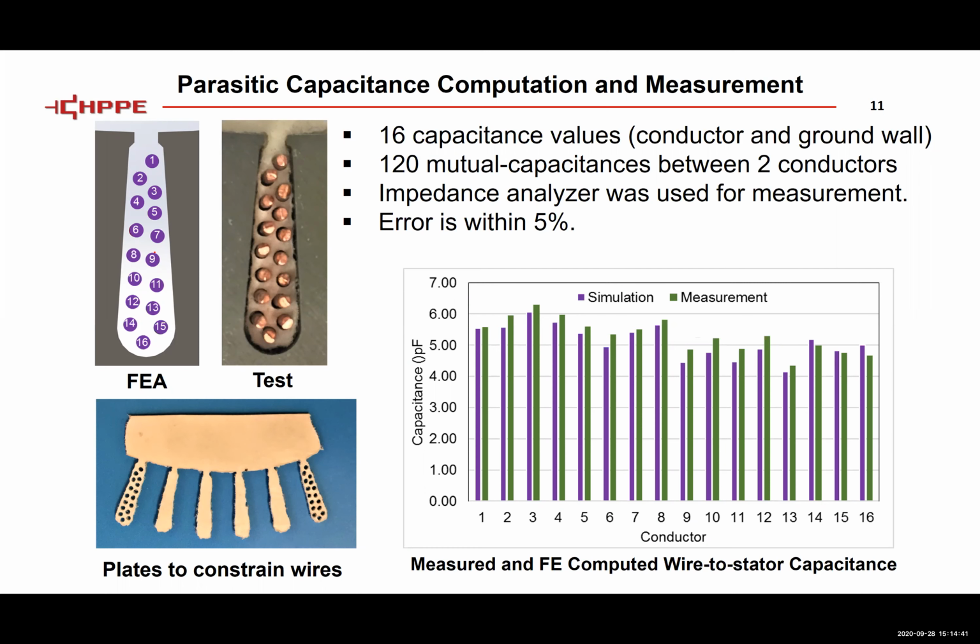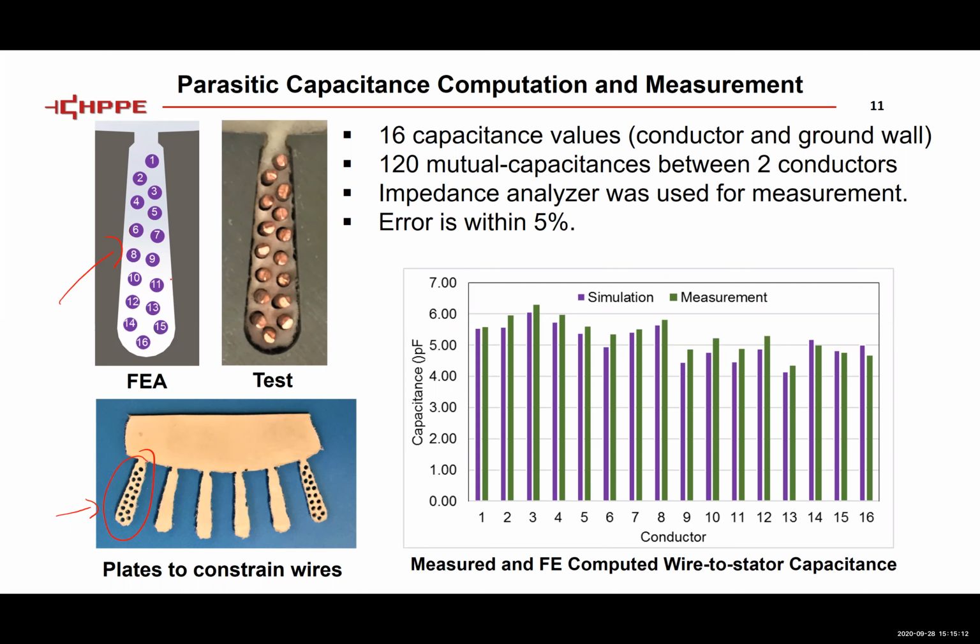But in test, we want to exactly simulate what we have in the simulation. That's why we made a paper plate and drilled all the holes in the slot and tried to constrain the position of the wires. And then when we do the measurements of the capacitance, we can compare the capacitance in the measurement exactly with the capacitances that we get from simulation.